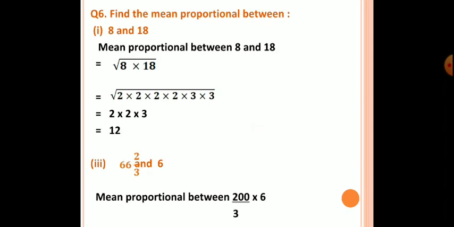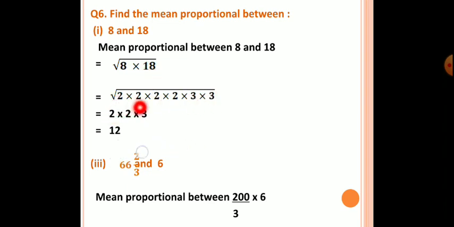Question number 6. Find the mean proportional between. So to find the mean proportional, we have to find the square root of the given numbers. So first part of this question, that is 8 and 18. So mean proportional between 8 and 18 is equal to root over of 8 into 18. So let us factorize 8. So 2 into 2 into 2. 18, 2 into 3 into 3.